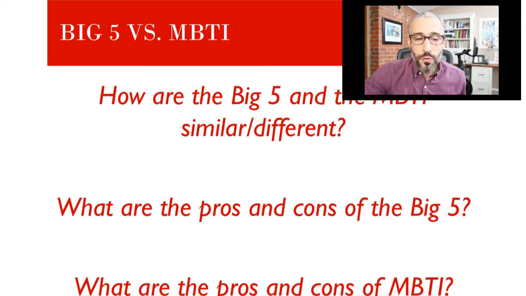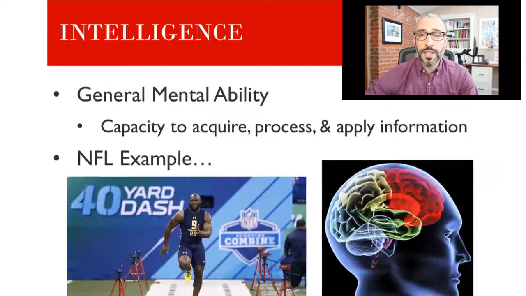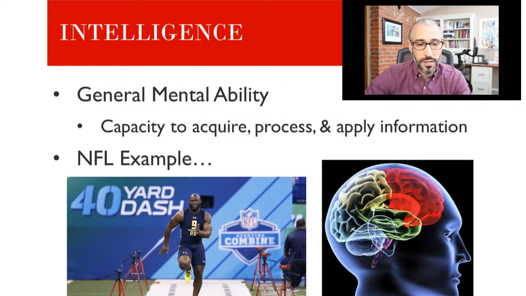Okay, so let's talk about a few more individual characteristics. The next one is intelligence. So general mental ability, or our G score, is three different categories of how we acquire, process, and apply information, right? So our intelligence is this general mental ability that takes us through multiple steps.